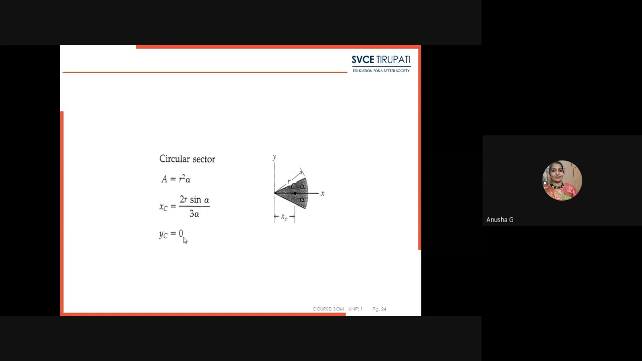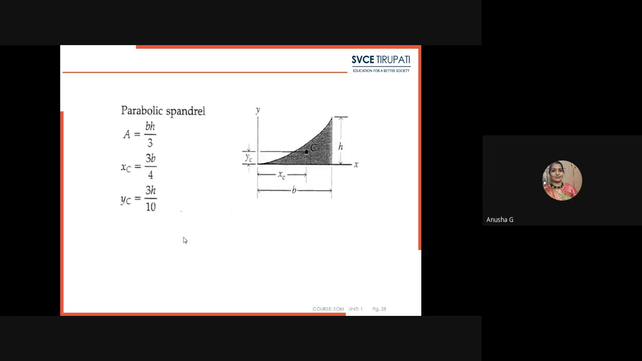Here we can see the circular sector. For this sector, the area A equals r square alpha, and in the horizontal direction XC equals 2r sin alpha by 3 alpha. That will be considered here.